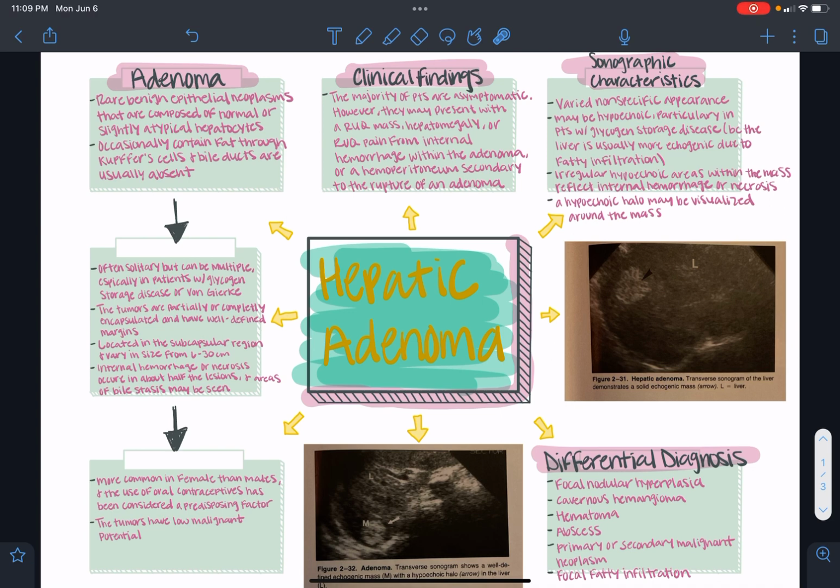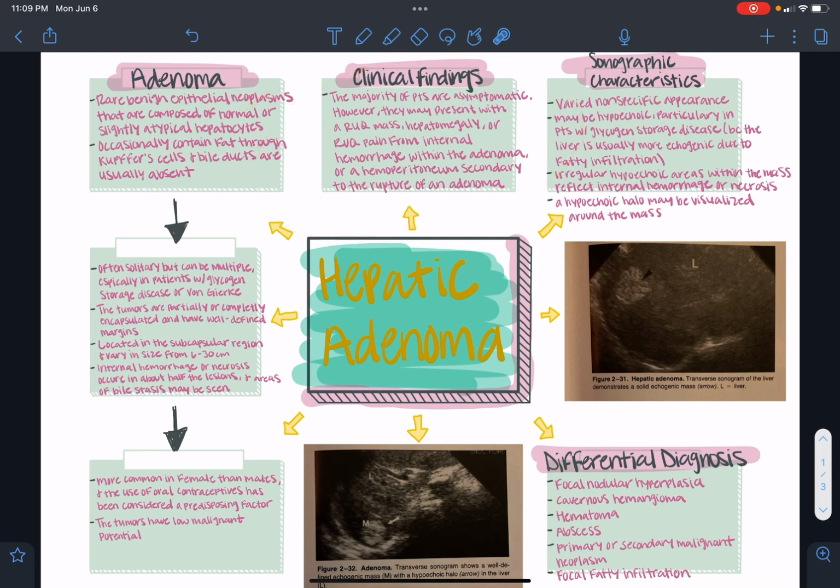The tumors are partially or completely encapsulated and have well-defined margins. They're located in the subcapsular region and vary in size from 6 to 30 centimeters. Internal hemorrhage or necrosis occur in about half of the lesions, and areas of bile stasis may be seen. More common in females than males, and the use of oral contraceptives has been considered a predisposing factor, and the tumors have low malignant potential.